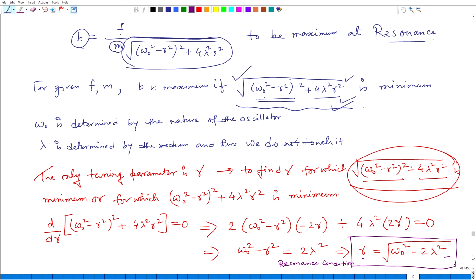Now, if you have a medium where there is no dissipation, then lambda is 0, and the resonance condition simply boils down to gamma is equal to omega 0. You see, in physics, that is always a good thing, that you can always check the consistency of your model or of your formula by using appropriate limits. That is exactly the case over here. Okay. Thank you.